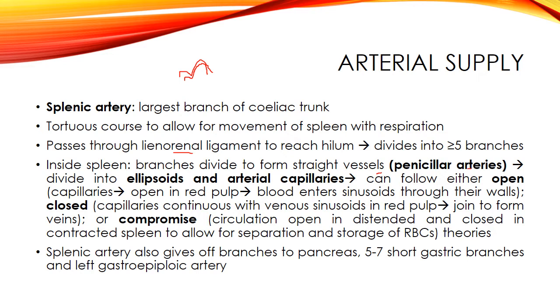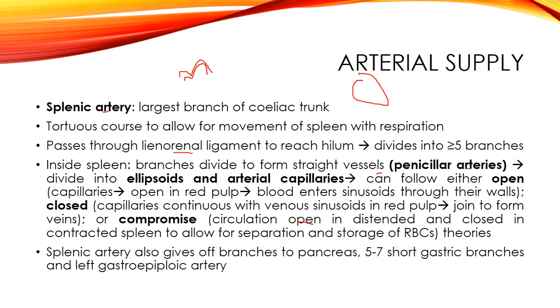Or we may have a compromised pathway. The compromised pathway means that when the spleen is distended, when the spleen is relatively open, we will have an open circulation, but when the spleen gets contracted due to movement of the surrounding structures, circulation will shift to a closed circulation system, and this will basically allow the separation and storage of the RBCs. So we have a couple of theories regarding how the blood supply occurs inside the spleen, but the main thing that we need to remember is that the blood supply is through the splenic artery, which passes through the lienorenal ligament and divides into greater than 5 branches.